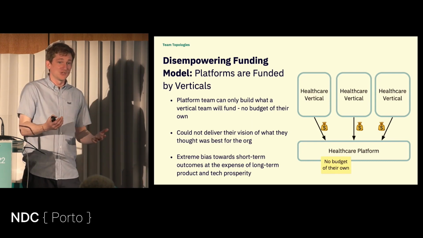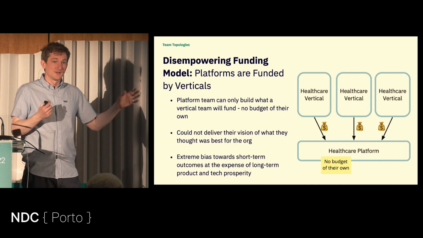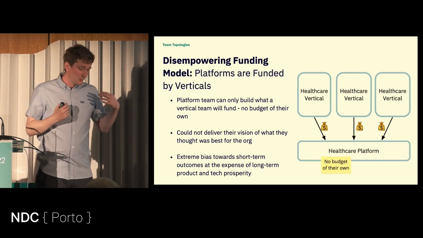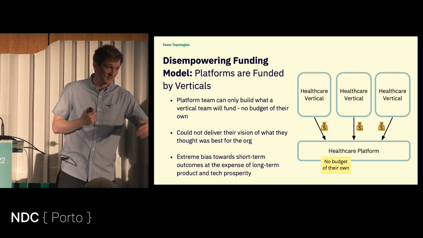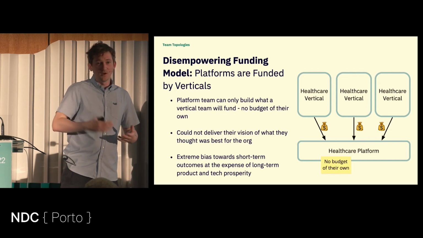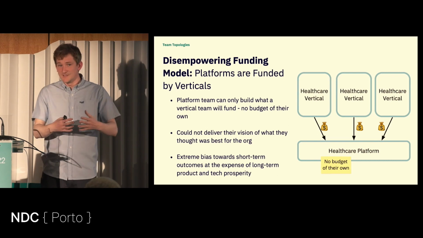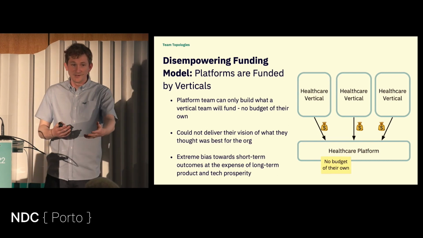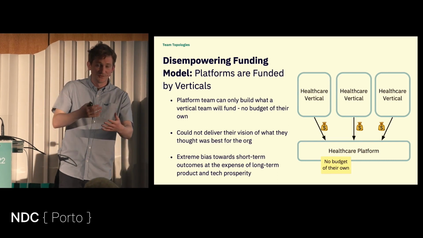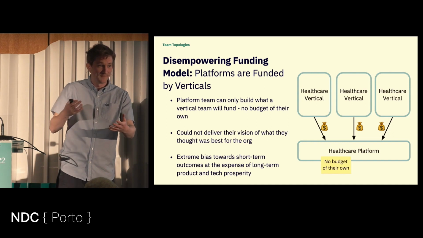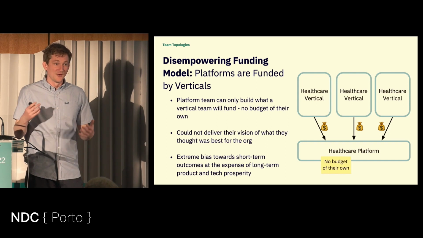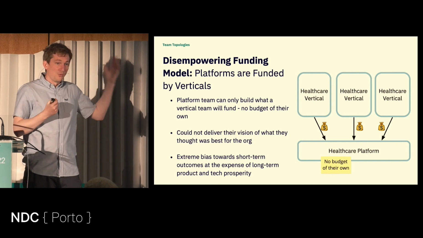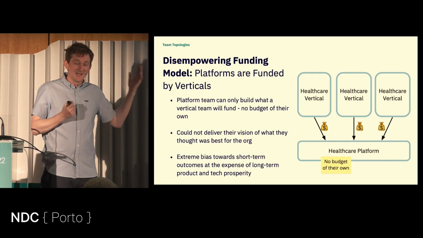Basically, all of their budget came from those verticals. The vertical team would say, we need you to build this feature for us, and we'll pay you this amount of money to keep your team running to build it. And then another vertical would say, we need you to build this feature for us, and we'll pay you this amount of money for your team to build that. So this team had no autonomy to own their roadmap. All they could do is what the verticals were telling them to do, and it had to be exactly what the vertical needed.